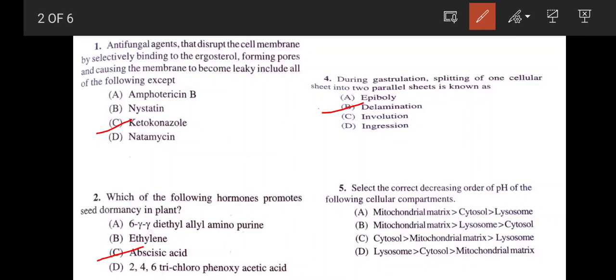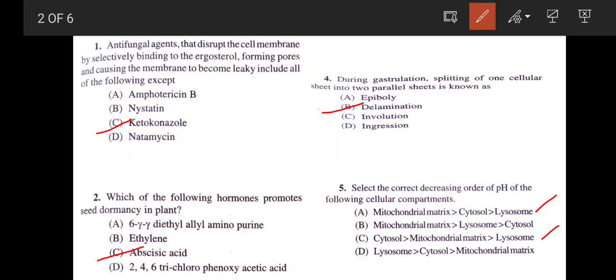Next question, select the correct decreasing order of pH of the following cellular compartments. So there are three cellular compartments here: mitochondrial matrix, then cytosol and then lysosome. Okay, we all know lysosome is highly acidic. It has a pH of 4.5 to 5. So it has the least pH. Okay, so obviously lysosome will be at last.